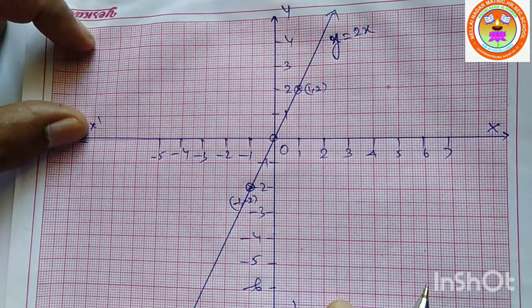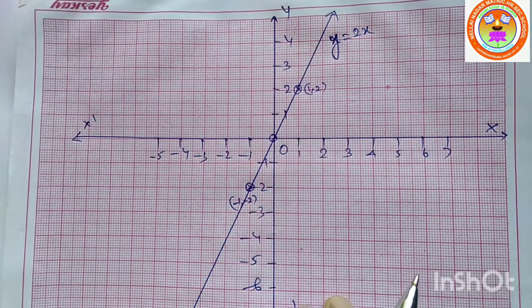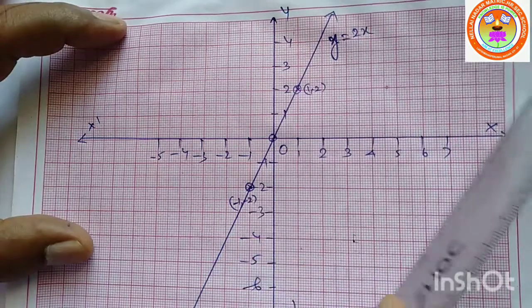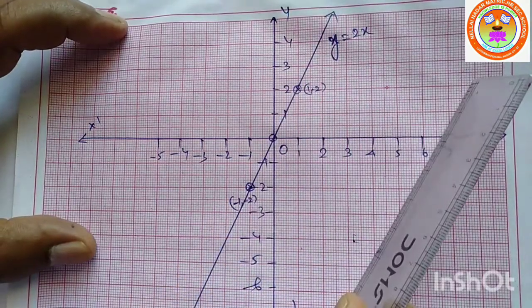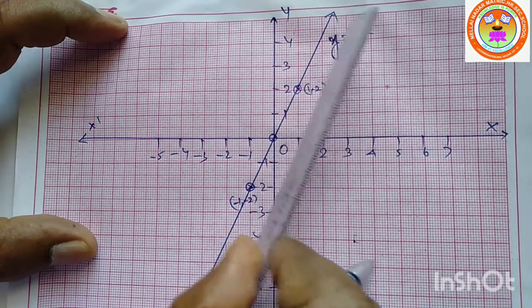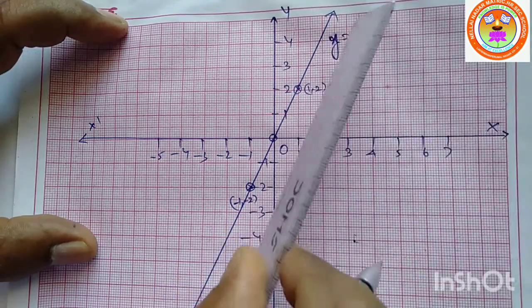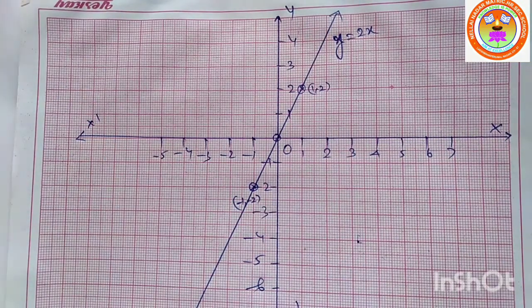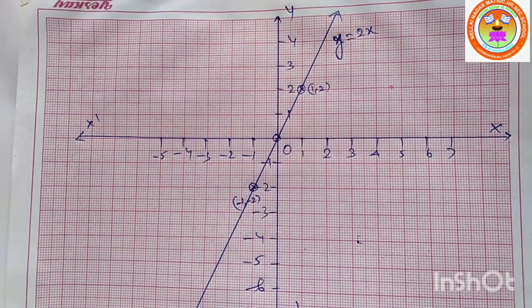But what is given? Y is greater than 2x. Greater means we have to shade the right hand side of the straight line. Y is greater than 2x. That means we have to shade like this, only the right side of the straight line. So wait for shading, then we can draw the second straight line.